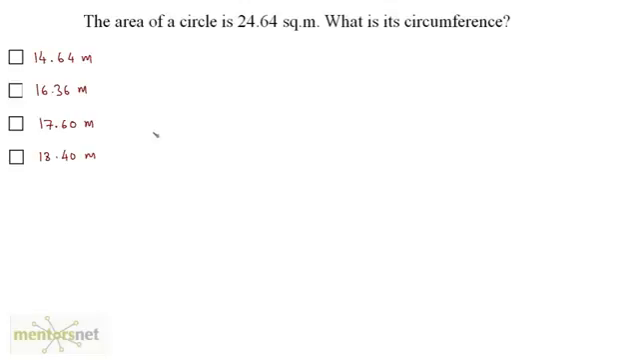The area of a circle is 24.64 square meters. What is its circumference? Well, the formula for calculating the circumference of a circle is 2 pi r. And what is the formula for calculating the area of a circle? That's pi r square, right?